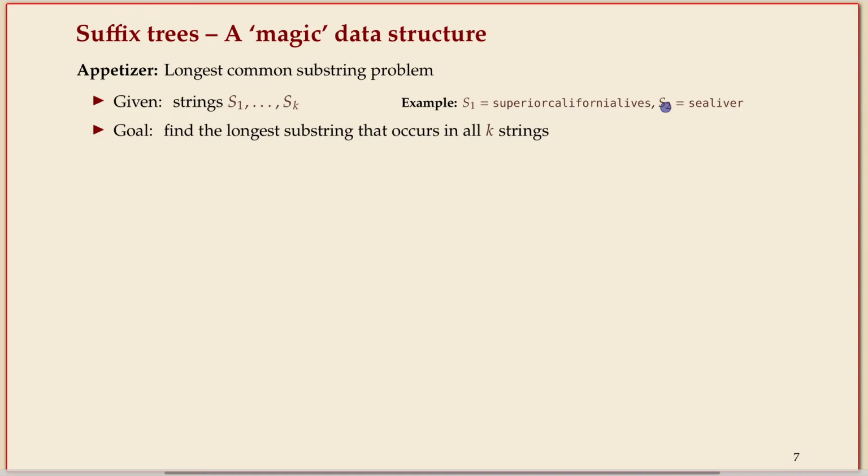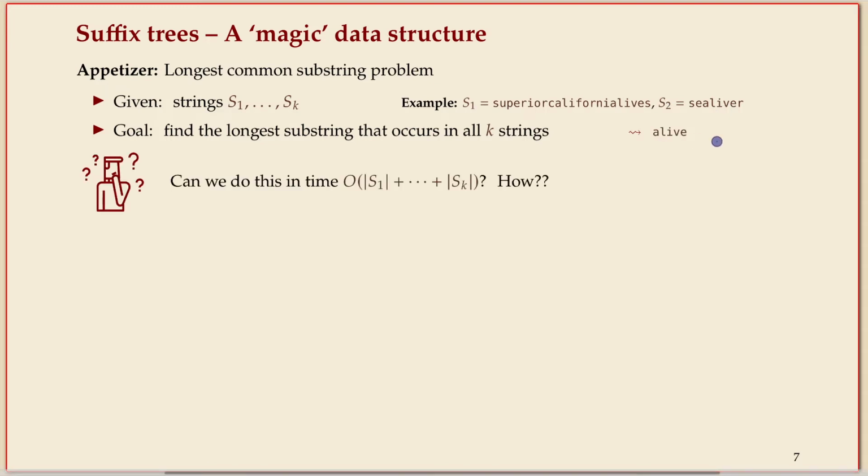So for these two, the second is not too long, so you can try to figure this out. It turns out to be "alive" that occurs here and here. And don't get tricked by this being different strings put together. So the question is, if you just have 2, maybe you get around with just trying different options. If you have k strings, it sounds like this is even tougher.